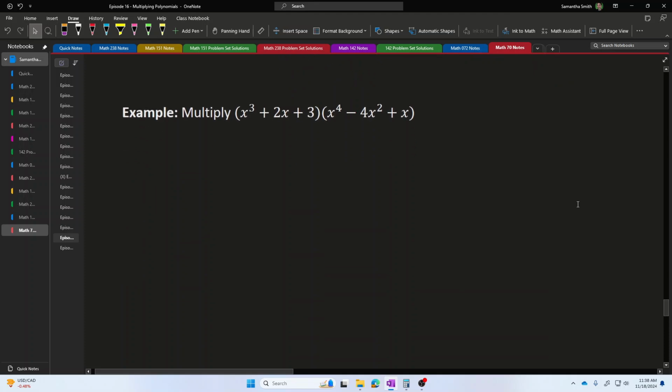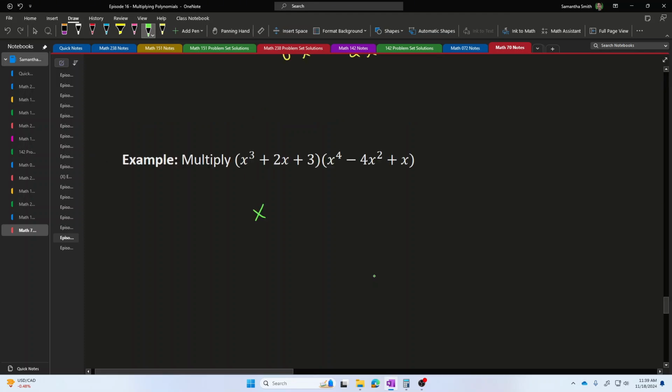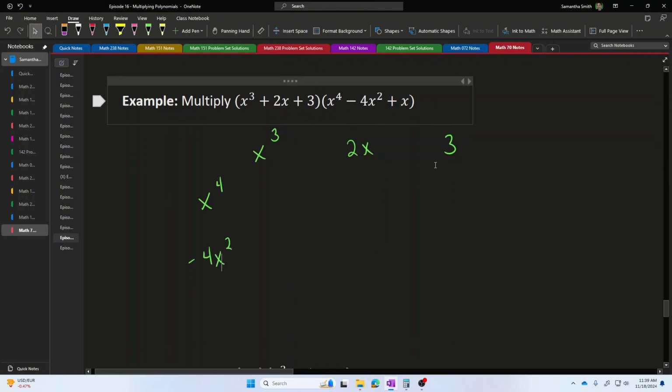And for a more complicated example, if I had two polynomials and each of the polynomials had 3 terms, I could, for example, use a 3 by 3 grid to organize my multiplication. One polynomial has x cubed, 2x, and 3. The other polynomial has x to the 4th power, negative 4x squared, and x.